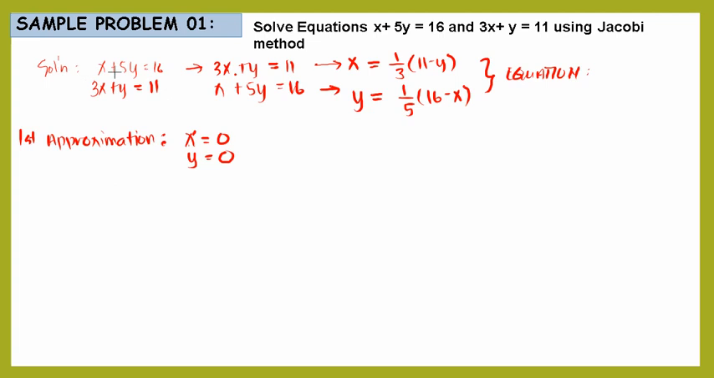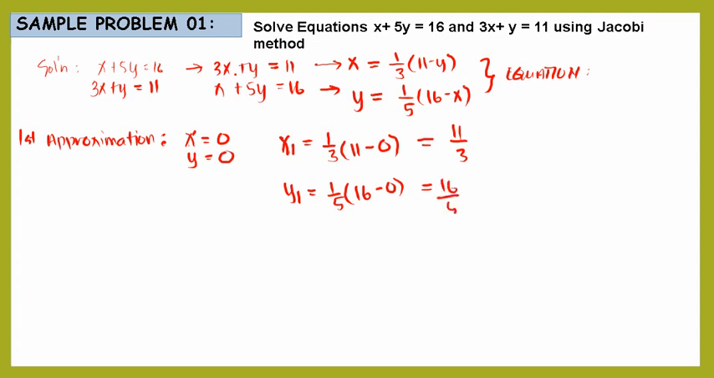In the first approximation, we substitute our values of x and y into our equations. Our x, which becomes x1, the first approximation, is equal to 1/3 of 11 minus, what is the value of y? That is 0. So our value here is 11 over 3. The value of y is equal to 1/5 of 16 minus the value of x, which is 0. So we have 16 over 5.